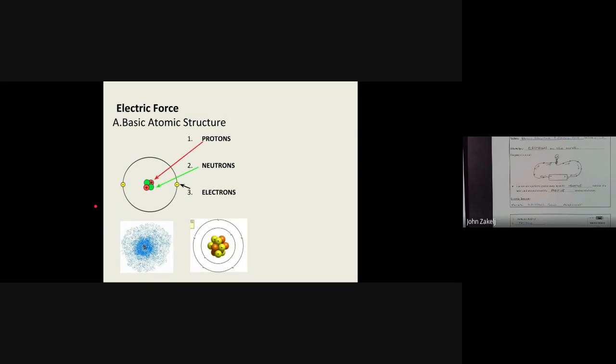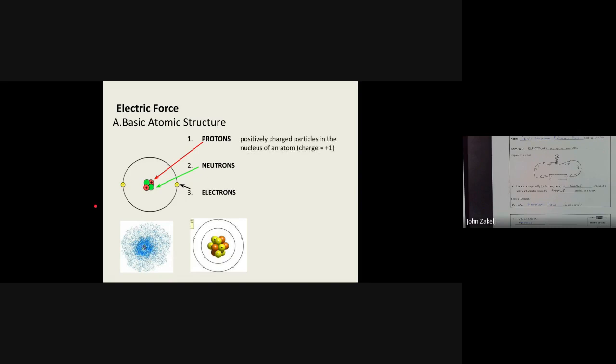Okay, first of all, where are they in the diagram? You're given a diagram on your paper. You should be able to draw that simple diagram and identify which ones are the protons, which ones are the neutrons, and which ones are the electrons. Notice that the protons and neutrons are in the middle. We call that the nucleus.